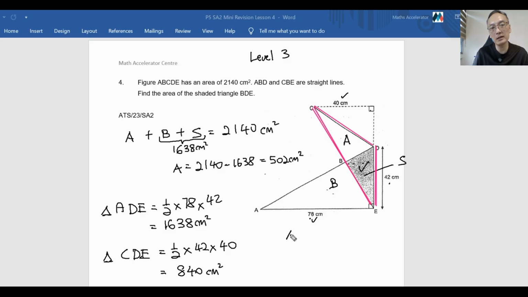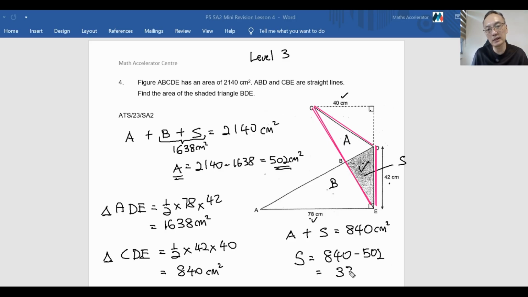Okay, so we know that A plus S will give us 840 cm square. Since we know that A is equal to 502, then we can do a subtraction, and we are able to find the area of triangle S. So 840 minus 502, and we will arrive at 338. So that's how we arrive at the answer.